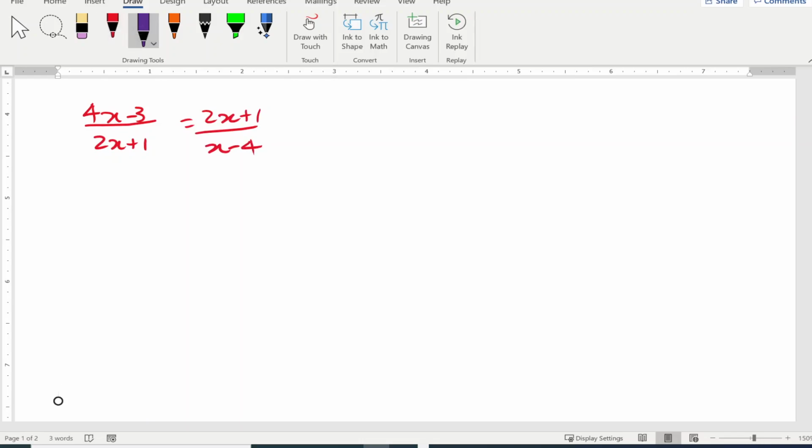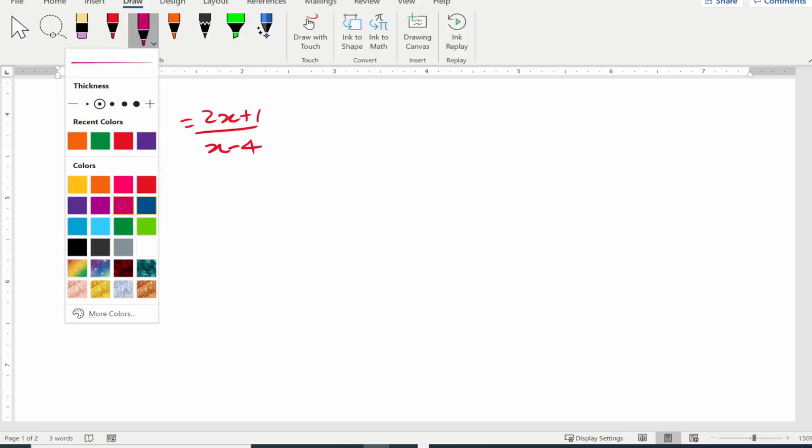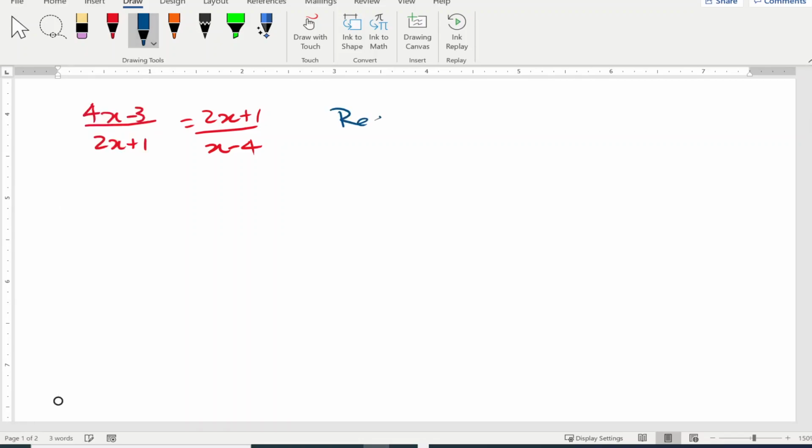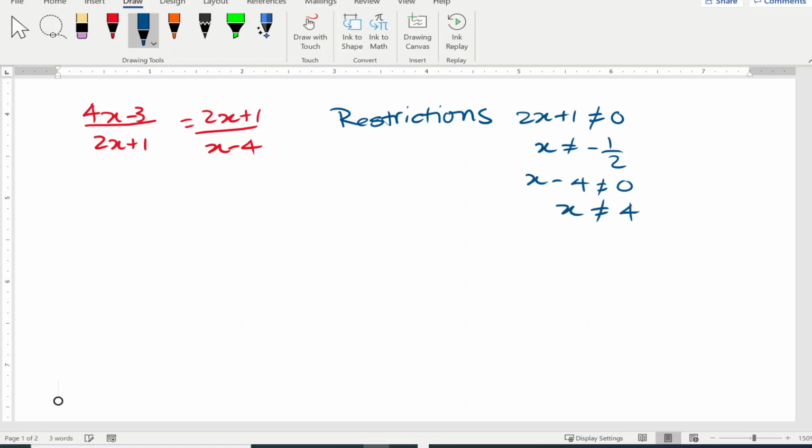Now again, let's start off with our restrictions. Our restrictions here are that 2x plus 1 cannot equal 0. This means that x cannot equal negative 1/2. Also, for the denominator in the second term, x minus 4 cannot equal 0, so x cannot equal 4. So those are our two restrictions for this. Okay, let's go ahead and solve.